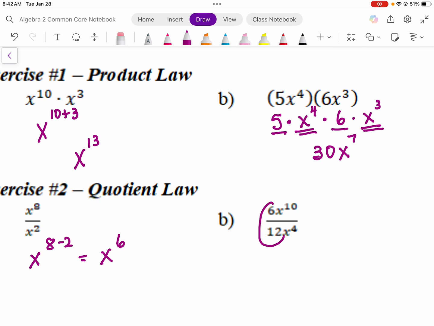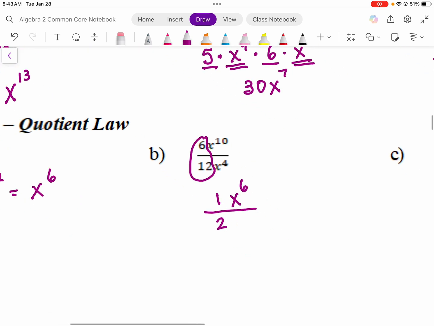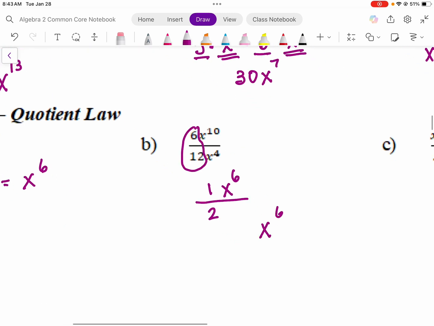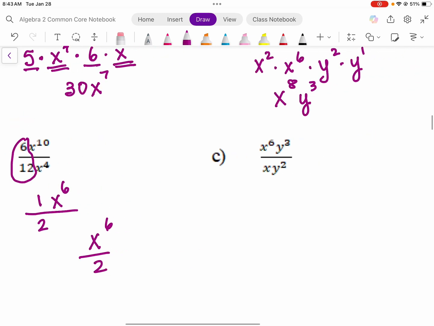When I have coefficients, I go ahead and simplify those. 6 divided by 12 is a half, so I'm going to put a 1 on the top and a 2 on the bottom. I have x to the 10 divided by x to the 4. 10 minus 4 is 6, and that's going to be x to the 6th on top, because x to the 10th was on top. So you could write it like that, or you could just write it as x to the 6th divided by 2. It doesn't really make any difference.